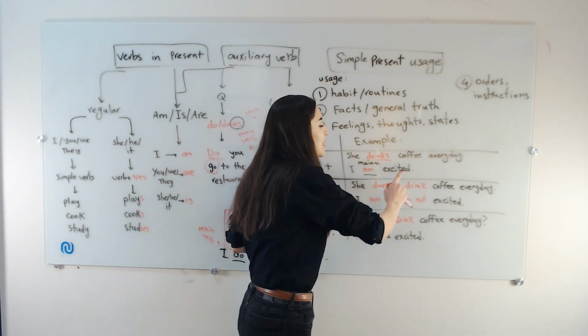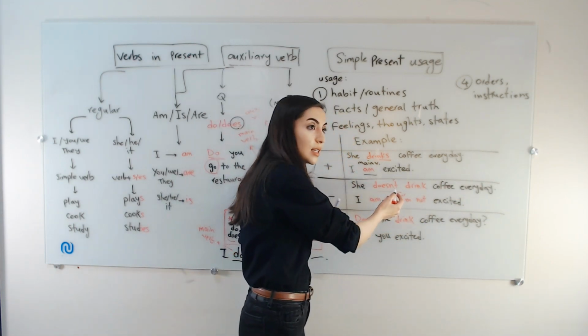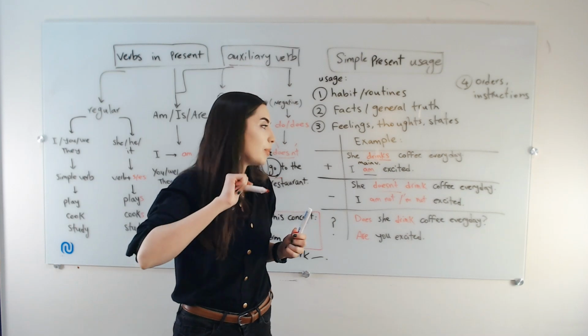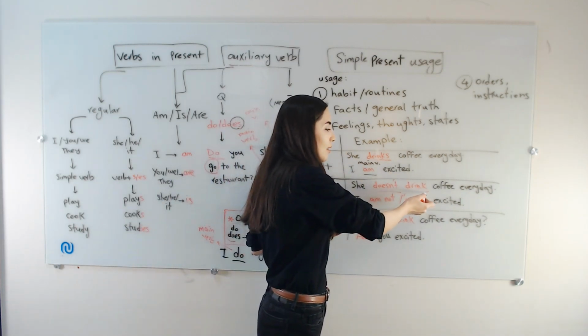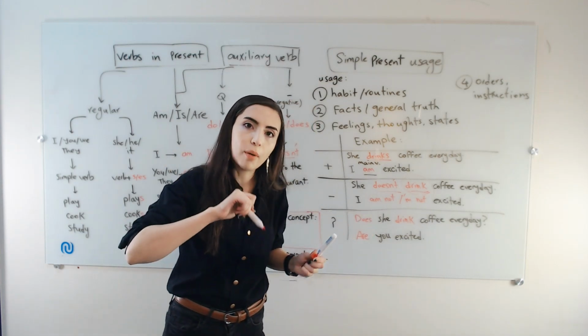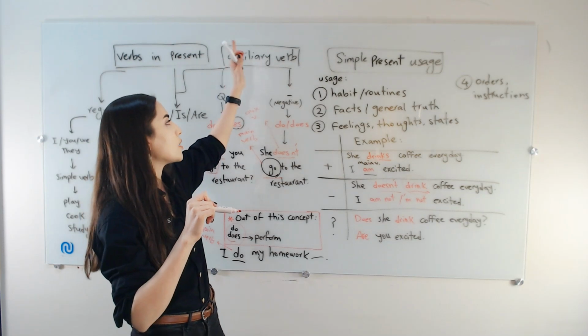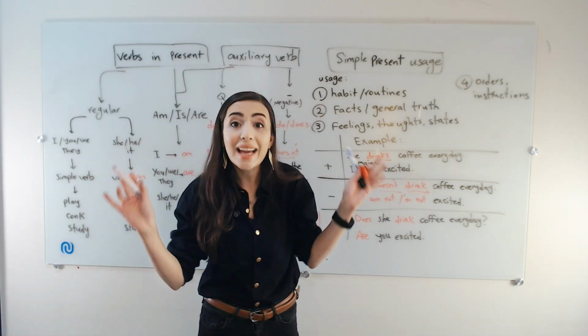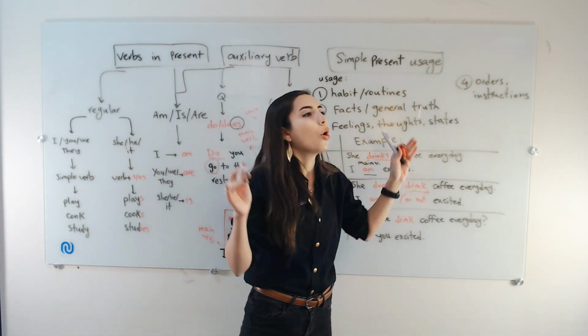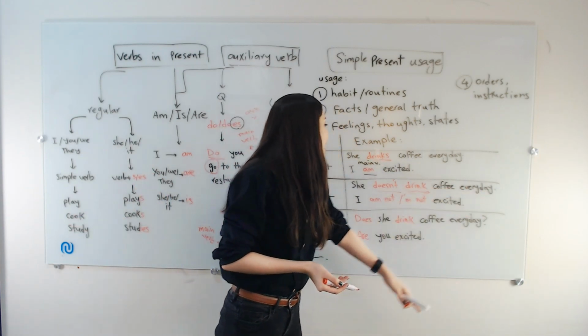For the negative, she doesn't drink coffee. In here, the auxiliary verb plus not is helping us to make our sentence negative. Doesn't drink. And again, the verb is simple. Remember, whenever we have an auxiliary verb, either for making a question or making a negative statement, the verb would always be simple. She doesn't drink coffee every day.